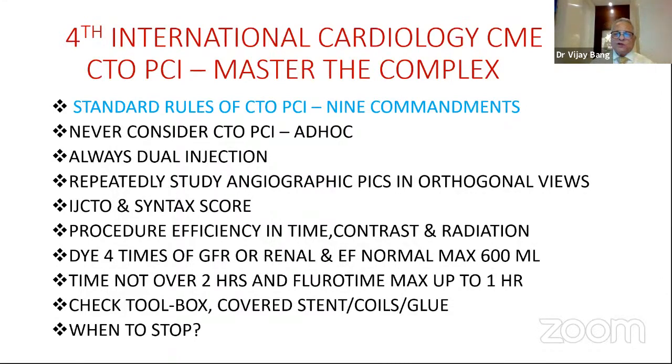The time, contrast, and radiation efficiency during the procedure is extremely vital when you start a CTO program. And dye can be used 4 times the GFR. But if the renal function and EF are normal, the maximum dye that can be used is 600 ml. The procedure time usually should be not more than 2 hours, and fluoro time maximum less than 1 hour.